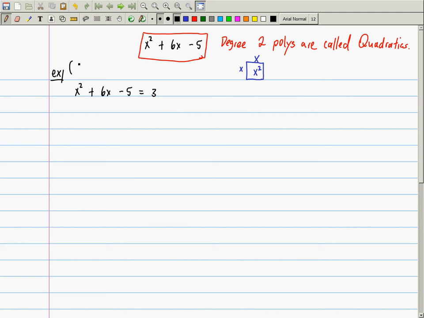So how do you go about solving this? By completing the square. We'll add 5 to both sides and obtain x squared plus 6x is equal to 8. So I move the 5 to the other side. Now you need to add 0, but the trick is to add the right representation of 0. So what is the 0 we're going to add? Plus 9 and minus 9. How did you arrive at plus 9 and minus 9?